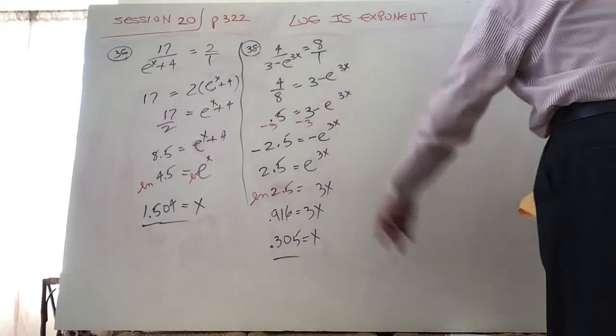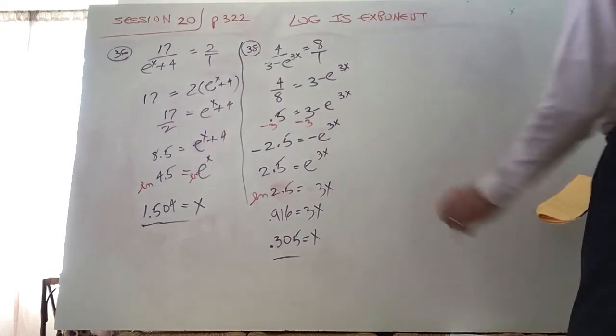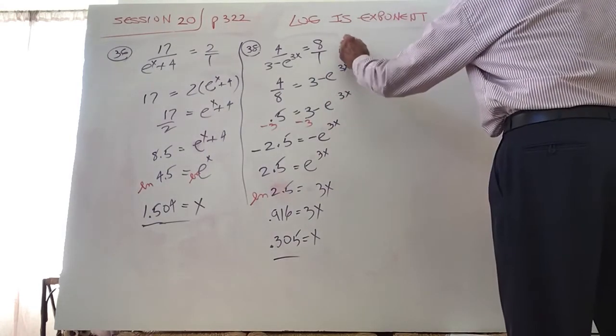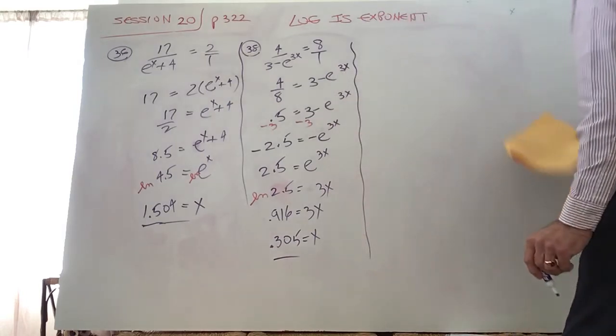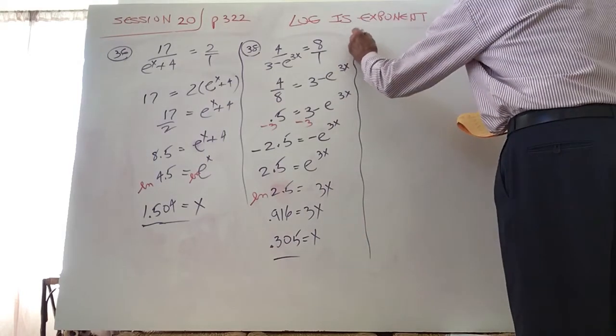Be careful with the signs there. Aside from that, it's a rather straightforward problem. There are quite a few steps there. Just take your time. After 38, we'll look at 42.